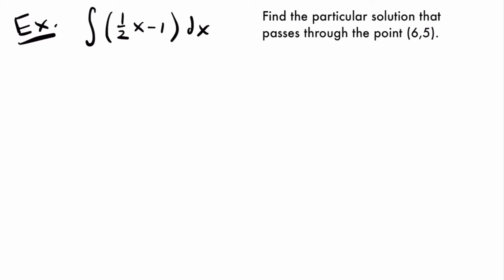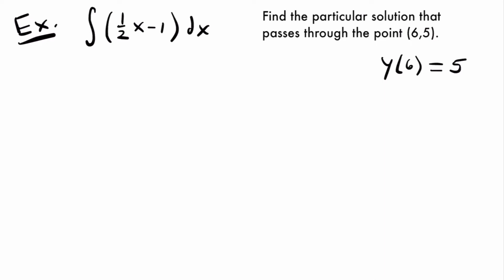And so that is the same as saying that our solution y evaluated at 6 will be equal to 5. Right, and so these are two different ways of giving the same initial condition. And so now let's go through and solve this integral. Let's find our general solution first.